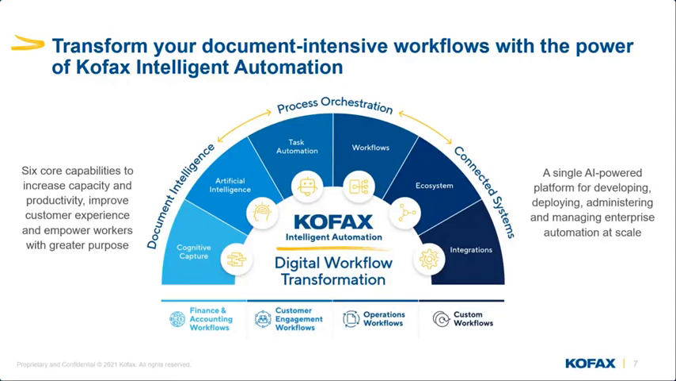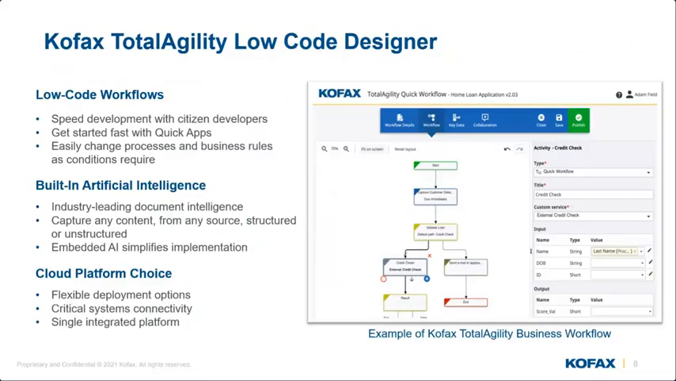So this is really the brain of Total Agility, by empowering the developers and citizen developers to build complex business processes or these workflows. And then the last one is these connected systems. And when you're building business processes, you don't want to have to rebuild the wheel. And this is why Kofax provides a number of out-of-the-box connectors. And we have an entire ecosystem of solutions that extend Total Agility. So let's take a look, next slide, at understanding what this looks like.